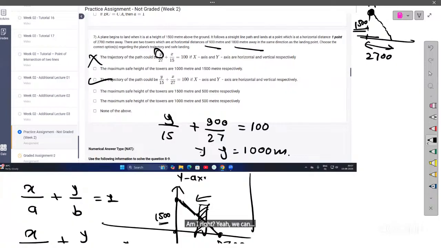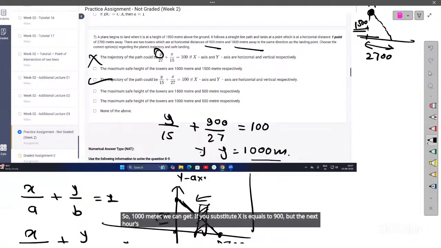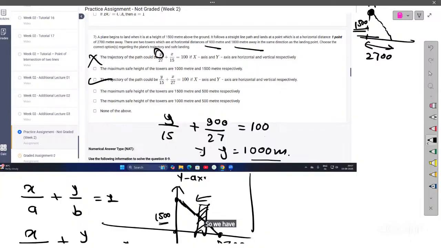Yes, ma'am. 1000 we can get, right? So you can just calculate. It will be equal to 1000. So 1000 meter we can get if you substitute x is equal to 900, but the next tower's distance is 1800. So we have to substitute that into the equation.